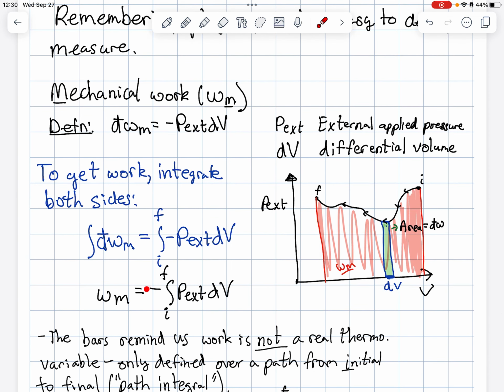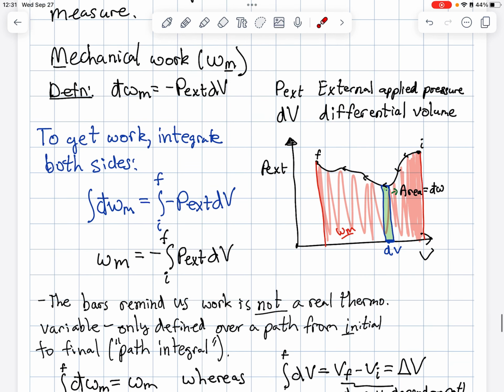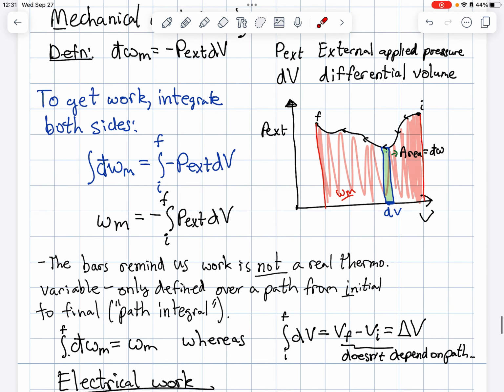It has this negative sign in front of it in the definition. That's important so that the sign on the work matches what we want. In our class, we are always going to define work such that if I have a positive work, that's work done on my system. If I have a negative work, that's work done by my system. Again, the bar tells us this is not a real thermodynamic variable, only defined over this path.